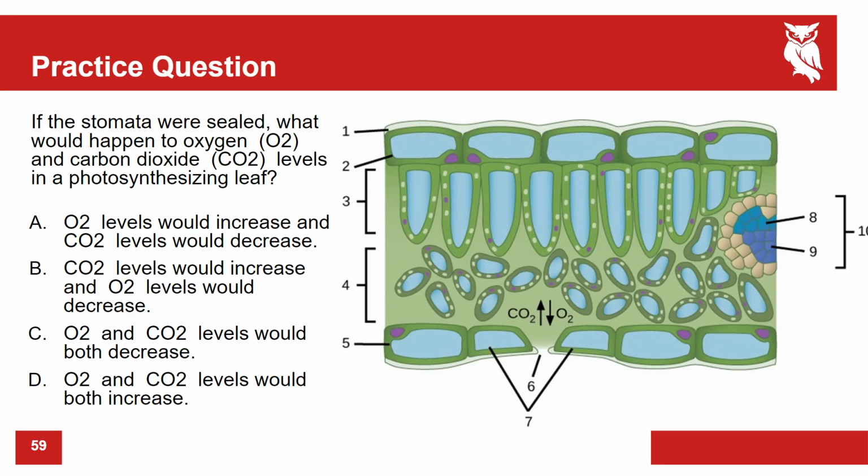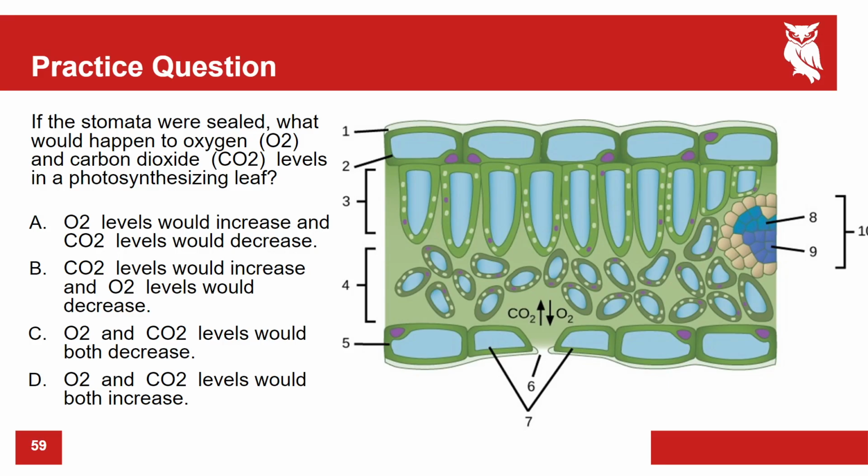If the stomata were sealed, what would happen to oxygen, O2, and carbon dioxide levels in a photosynthesizing leaf? Read it and think about it. Stomata 6. Well, technically, this whole thing right here is a stomata. 6 would be what's called the stoma. These would be the guard cells.